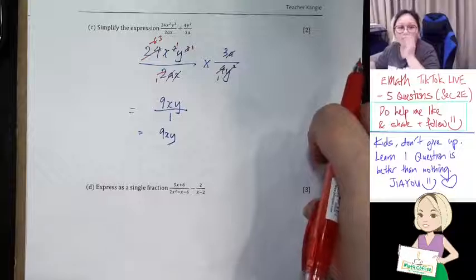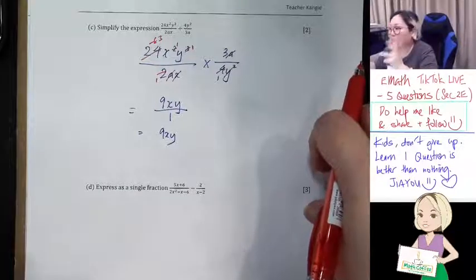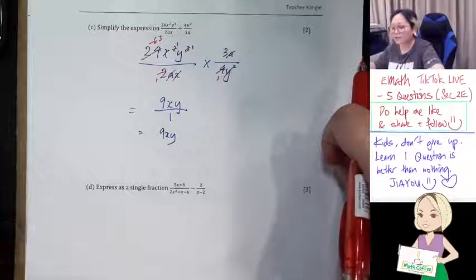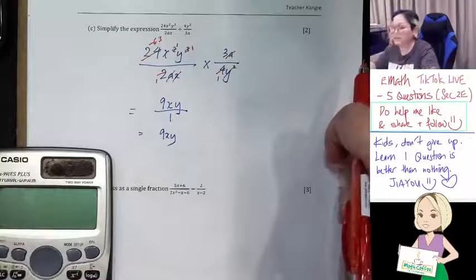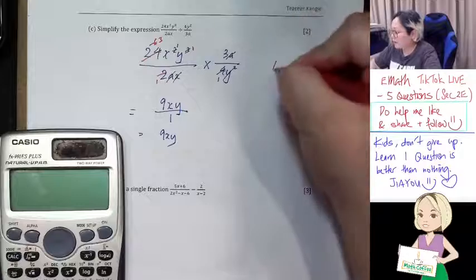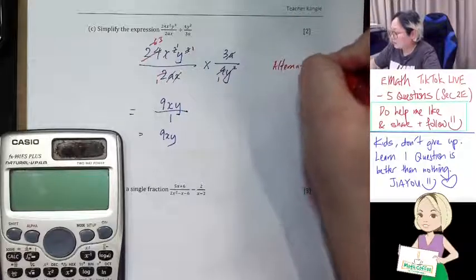Okay, so this one is, you need to be very clear on cancelling diagonally up and down. Okay, for students who find that this is very confusing, sometimes I will just tell them to put it into a single fraction first. So alternate method, okay, alternative.